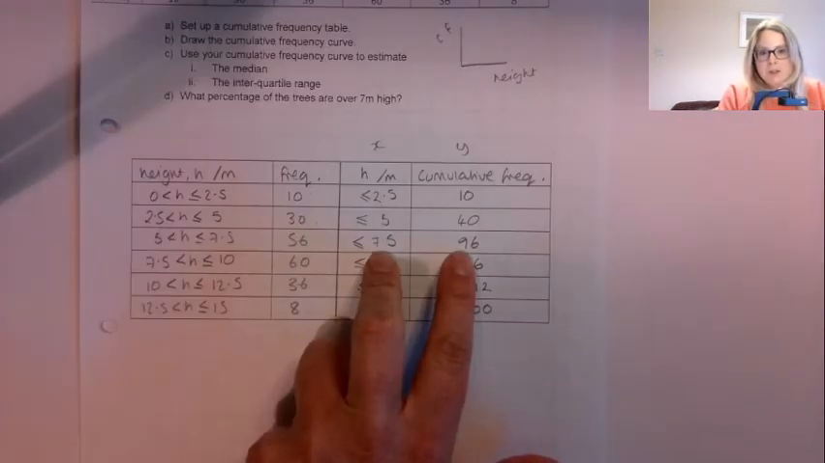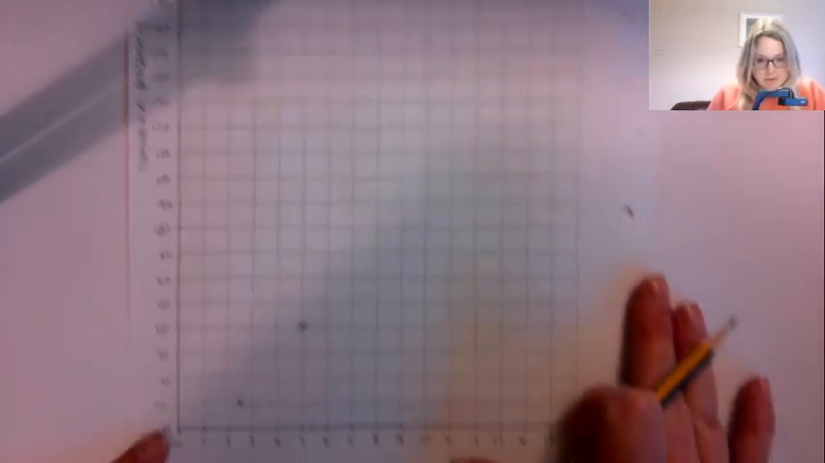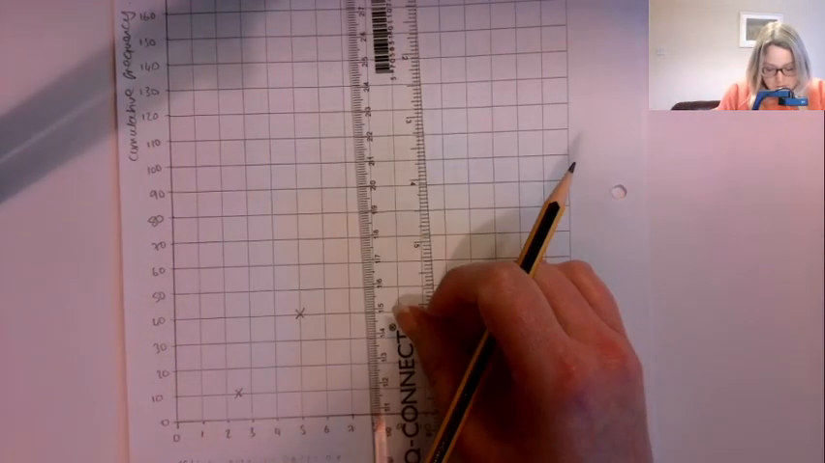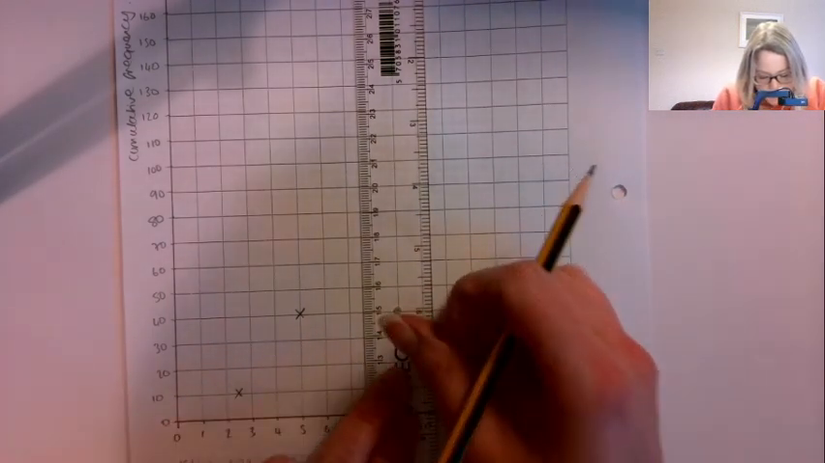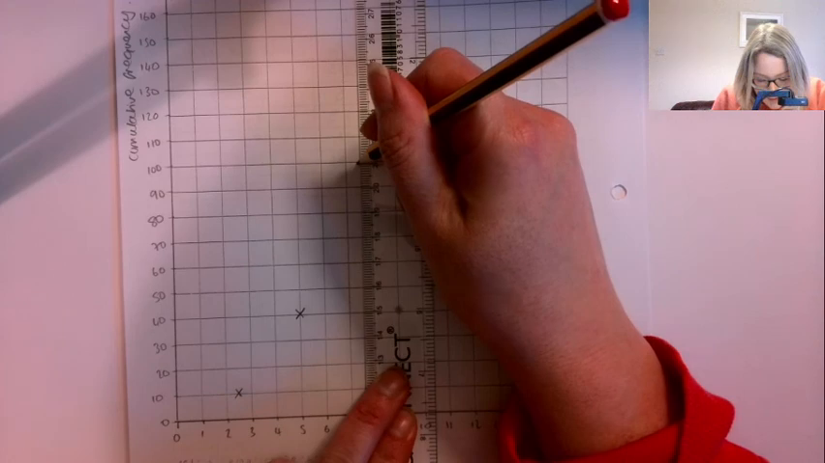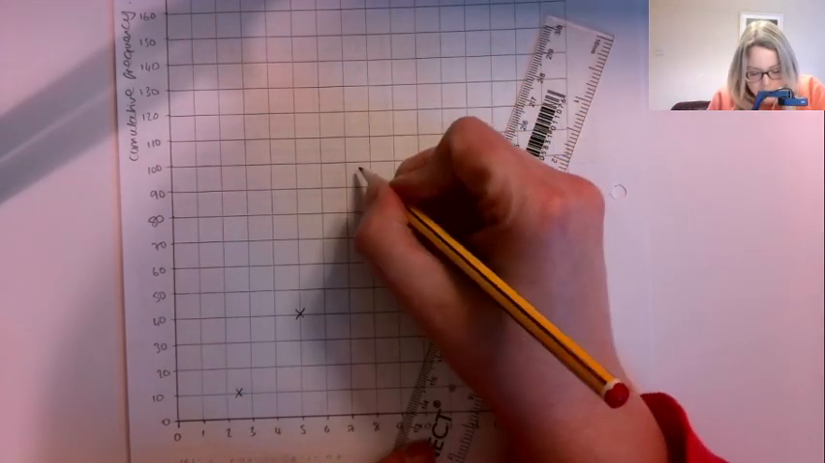Next, there's 96 trees with a height of 7.5 meters or less. So I go to 7.5. So I'm going to use my ruler just because, you know, I'm prone to silly mistakes. And 96 is going to be probably about there.